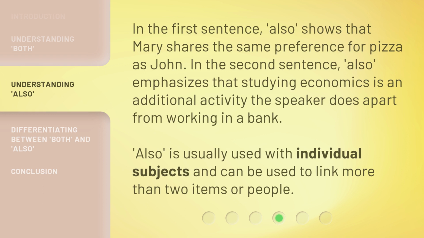In the first sentence, also shows that Mary shares the same preference for pizza as John. In the second sentence, also emphasizes that studying economics is an additional activity the speaker does apart from working in a bank. Also is usually used with individual subjects and can be used to link more than two items or people.